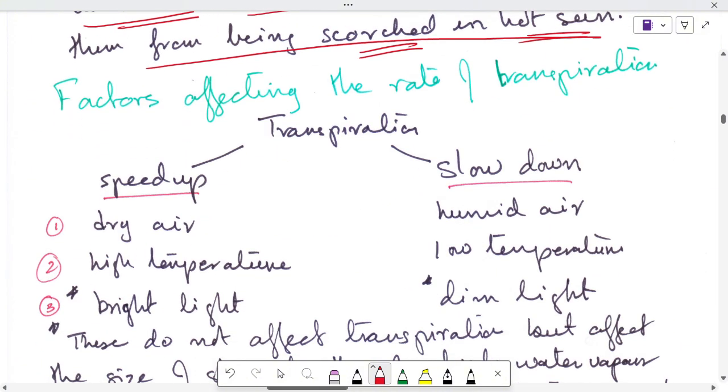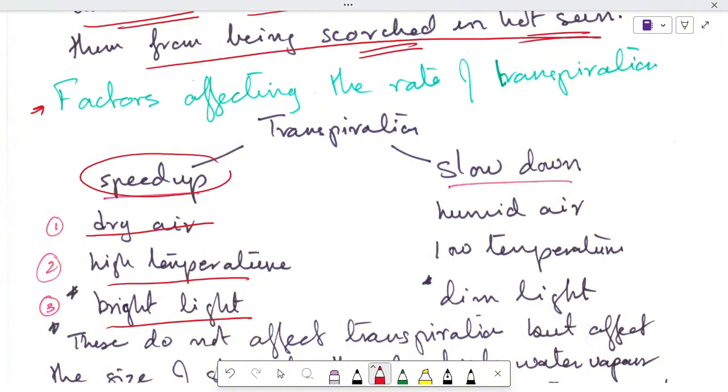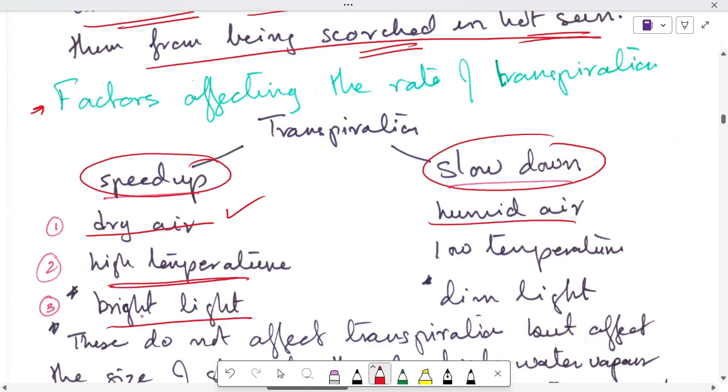Now, the factors affecting the rate of transpiration. The factors are dry air, high temperature, bright light, and also strong wind. Transpiration speeds up when there is dry air and slows down in humid air. High temperatures, it speeds up. Low temperature, it slows down. Bright light, it speeds up and slows down in dim light.